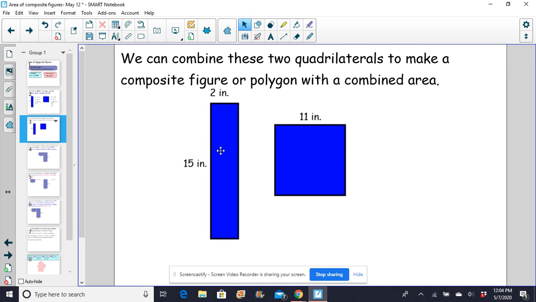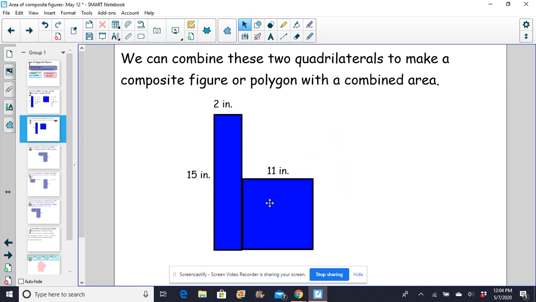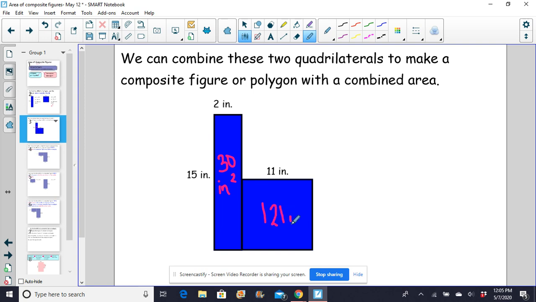So let's see, I'm going to actually take both of these and I'm going to put them together. Maybe I'll put them together like this. Okay, it kind of looks like a boot or something. So now I've made myself a composite figure, and I happen to know the area of both of these quadrilaterals because I found them already. So I'm going to go ahead and write them on the inside here. So I have 30 inches squared for this tall, skinny rectangle. And I have 121 inches squared for this square here.